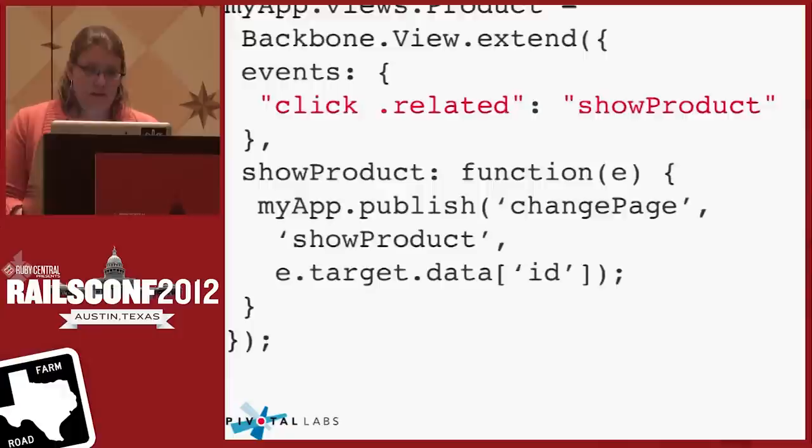And just to close this loop, here's what happens inside of your product view when you actually want to publish one of these events, right? You say publish change page, and then you give it some data, and that will pass all that information to the handlers that need to be called.